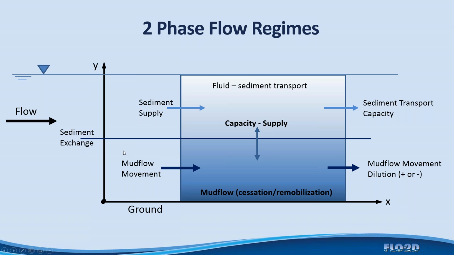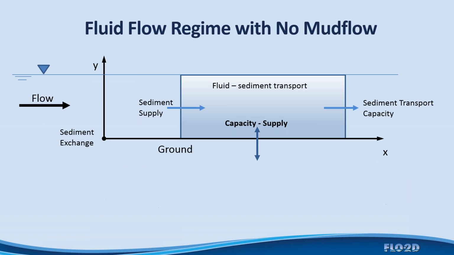And then on the lower layer, the mud flow layer, it can cease if the slope becomes more mild, or if the concentration increases because there's an exchange between the fluid and the mud flow layer. The concentration changes, and so it could cease moving, or it can remobilize. And then finally, if the fluid layer races all the way ahead and is not any further in contact with the mud flow layer, then it will exchange sediment with the bed or the ground directly.